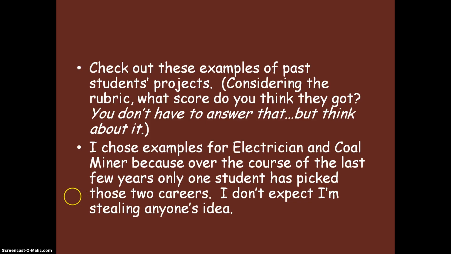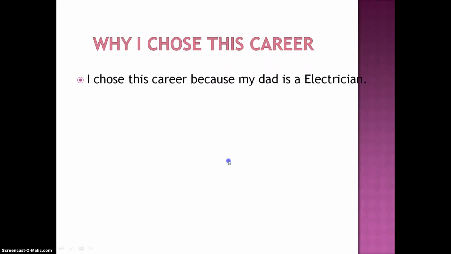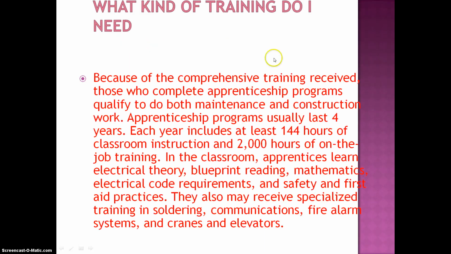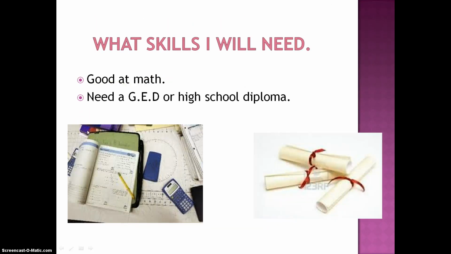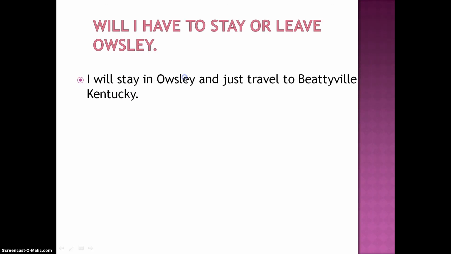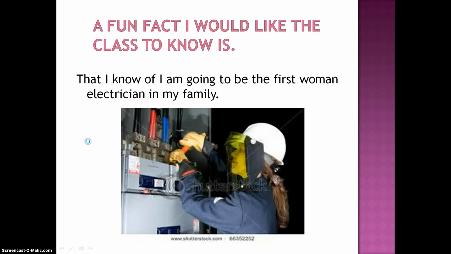Now, let's look at a couple examples of some of my past students' projects, and think to yourself, is this something that would get a high score based on our rubric, or what is something you would change about it, or how are you going to do yours? Now, the first one is an electrician, and this young lady who picked this one found a picture of a lady electrician and included it in her presentation. And here she explains why she wanted to be an electrician, and she talks about the kind of training she has to do. She talks about what school she's going to go to get that training, what skills she'll have to have, whether or not she'll get to stay. She talks about how much money she plans on making. She also talked about one of the fun facts that she would like people to know.